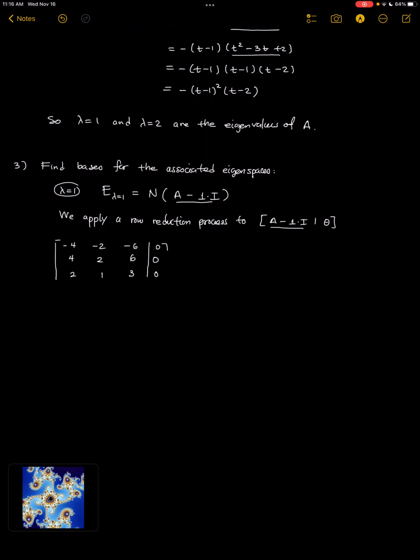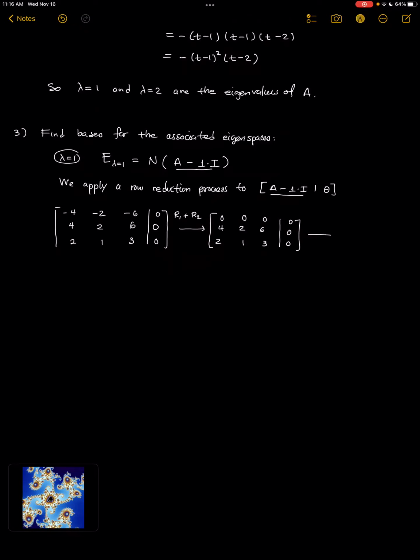3, 0. Now, what I'll do is that to row 1, I add row 2 by identifying that they're negatives to each other. So I get the following reduction: 0, 0, 0, 0, 4, 2, 6, 0, 2, 1, 3, 0. Next operation that I will follow is to the second row, I'll multiply it by 1/2, and I will obtain this: 0, 0, 0, 0, 2, 1, 3, 0.